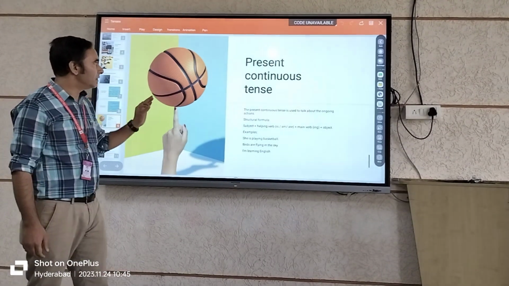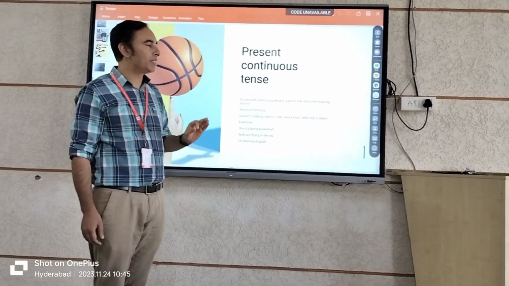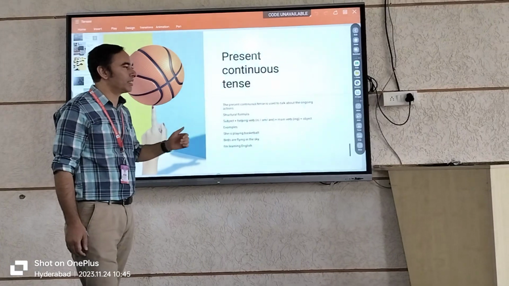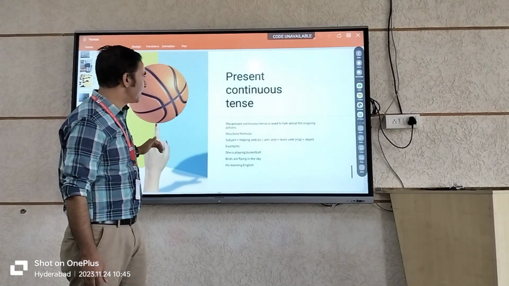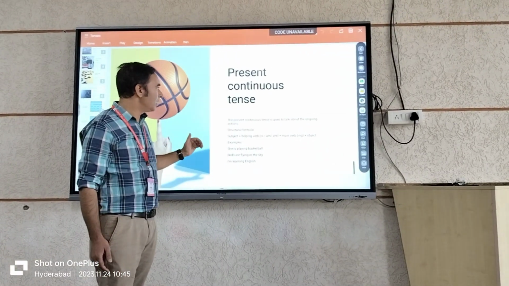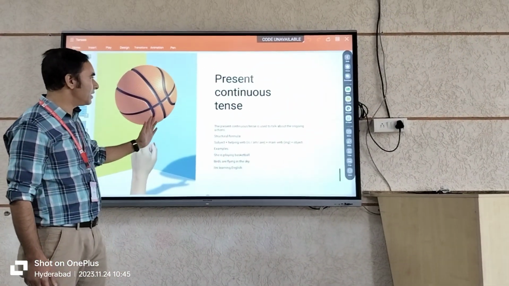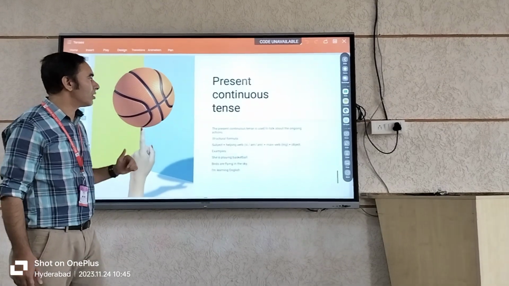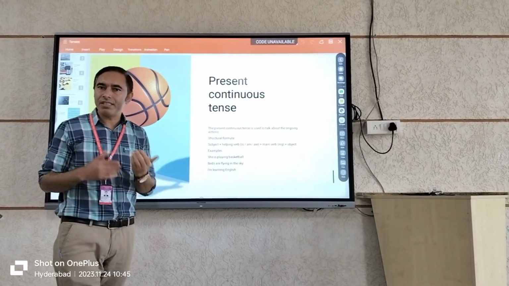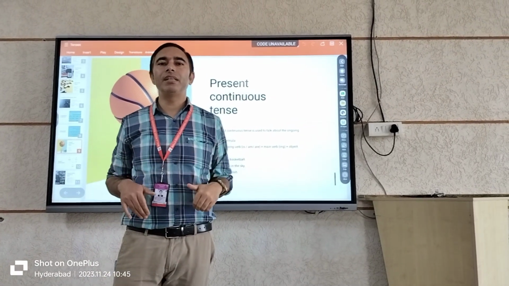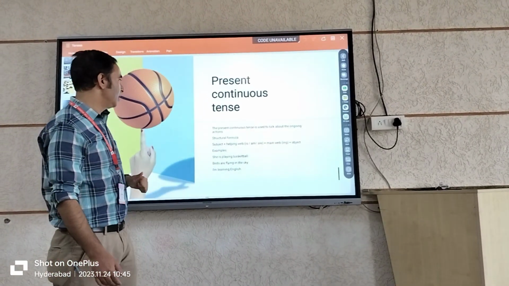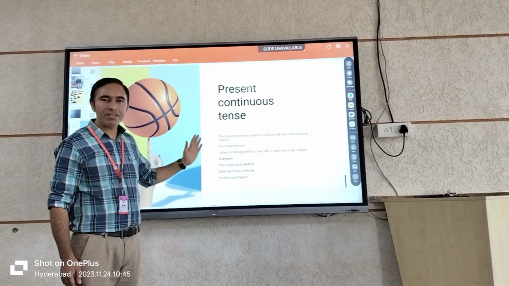Okay, so the second part of present tense is present continuous tense. We also call it present progressive. This is basically a tense which is used to talk about the ongoing action. So whatever is happening in the present time, which is in progress, at that time we use this kind of tense. So what is the structure formula, which is very important?